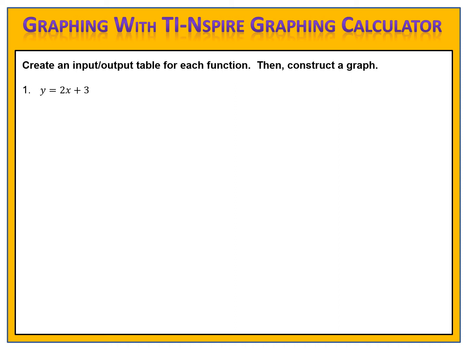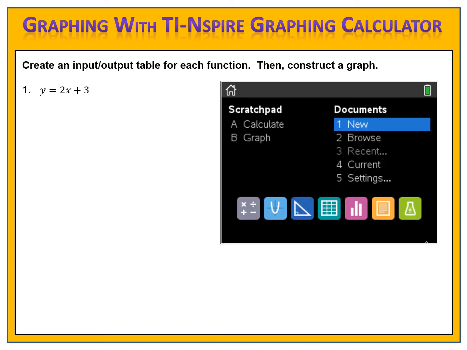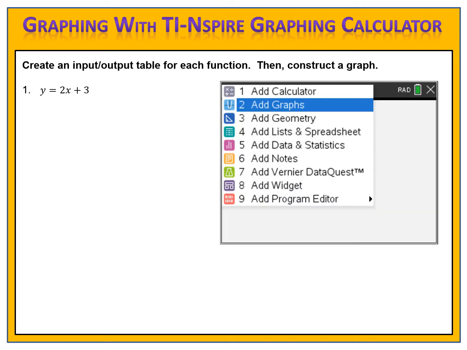Create an input and output table for each function, then construct a graph. We're given the equation y equals 2x plus 3, and we want to create an input and output table. Let's go to our graphing calculator. We turn the calculator on, go to the home screen, and then start a new document. We select Add Graphs, which is choice 2 from the menu.